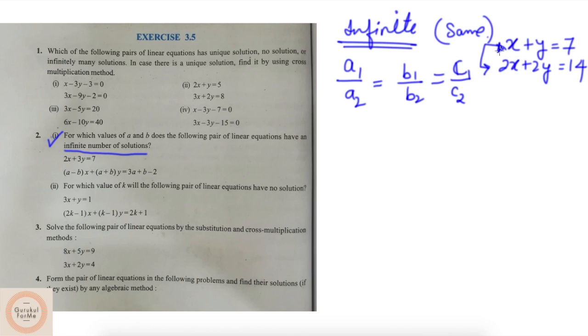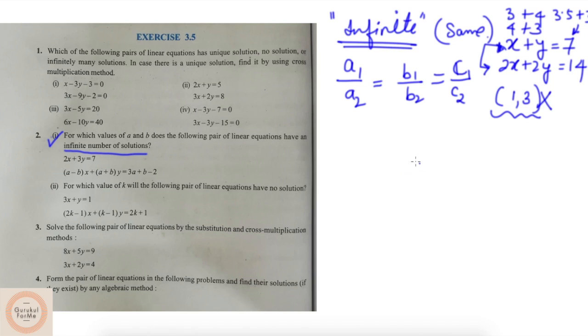You need two equations to get an answer for either x or y, but you cannot have one unique answer. What is one unique answer? For example, x is 1 and y is 3. This is the only answer which satisfies both the equations, but that is not the case here. There will be infinitely many answers. For example, this can be 4 plus 3, this can be 3 plus 4, this can be 3.5 and 3.5, which equals 7. So you will have an infinite number of solutions. That is what an infinite number of solutions means.